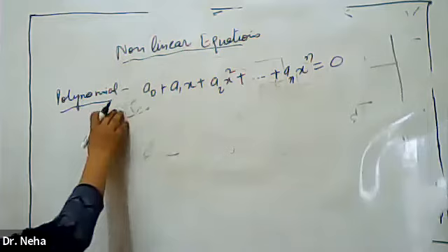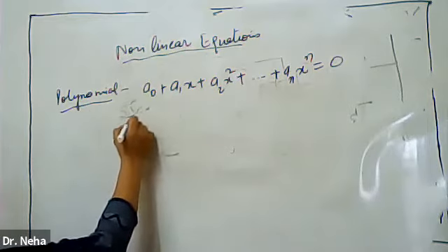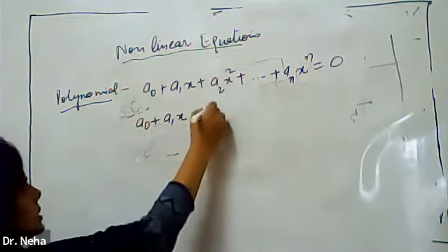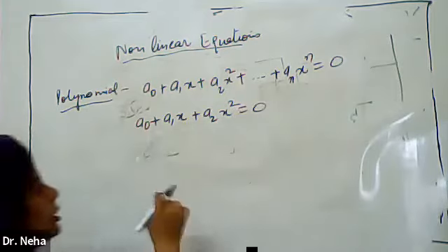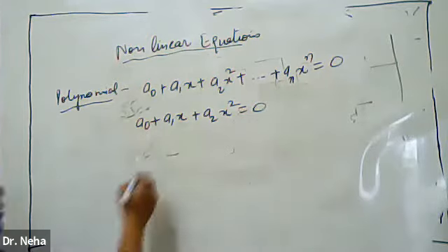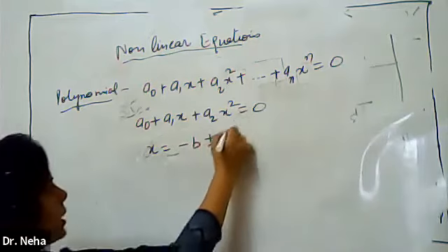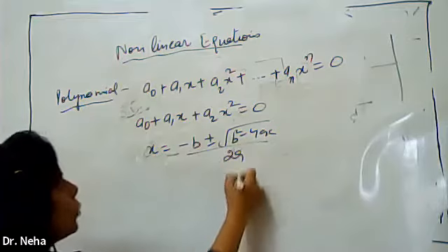Now we can solve this polynomial. Let us suppose we have some quadratic equation. A quadratic will be of the form a naught plus a1x plus a2x square equal to 0. Now we can solve this quadratic. How can we solve it? We can apply the formula minus b plus minus square root of b square minus 4ac upon 2a.